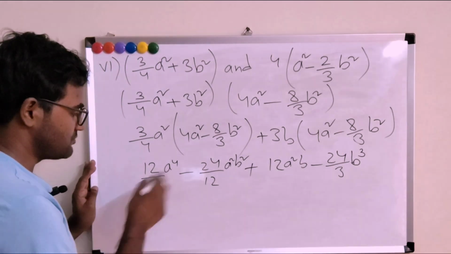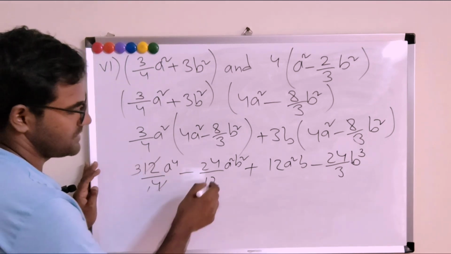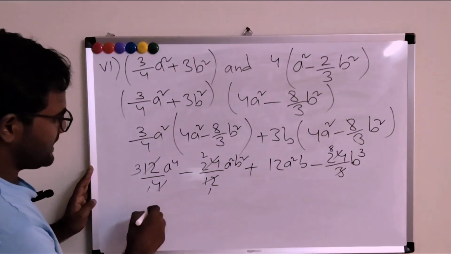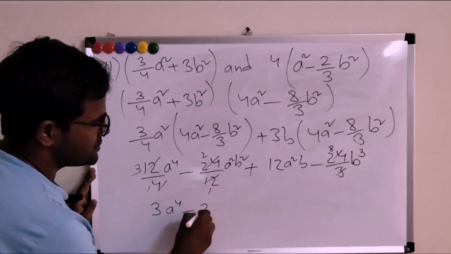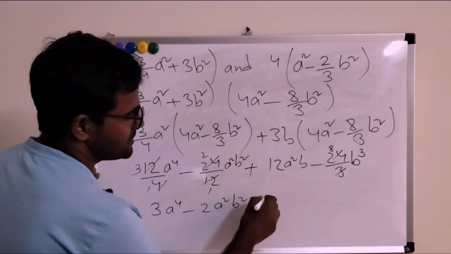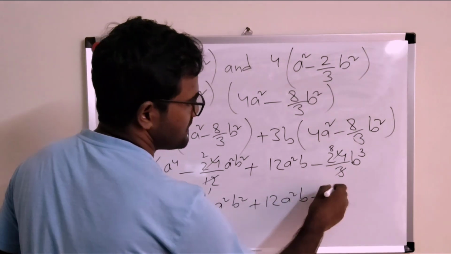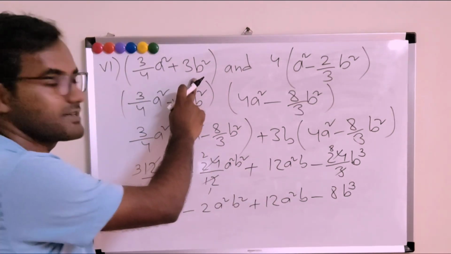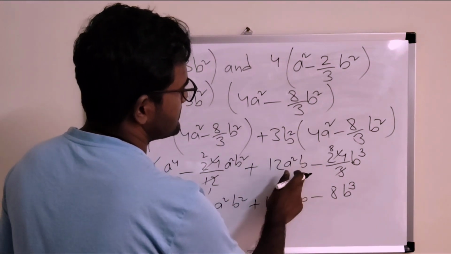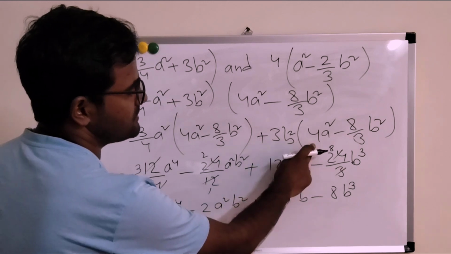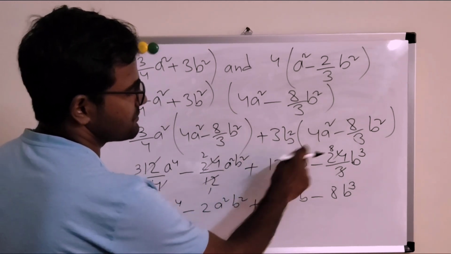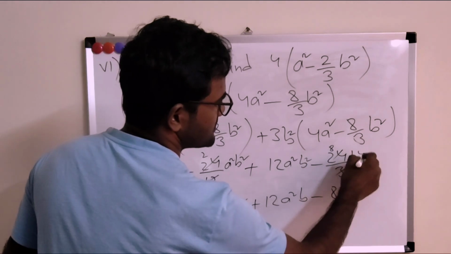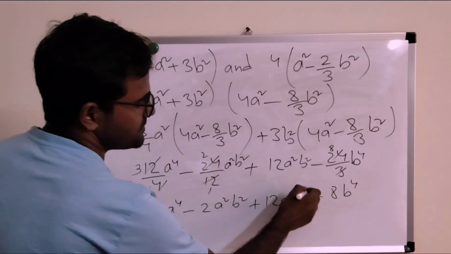Now we will cancel it, right? Numerator, denominator, 4 into 1, 4 into 3, 12 into 1, 12 into 2, then 3 into 1, 3 into 8, right? So what we have, 3a to the power 4 minus 2a square b square plus 12a square b minus 8b cube. Oh, here there is one little mistake, right? See, this is 3b square, right? So I forgot to write here b square. This is square, all right? Then this is 3b square, so it will be 12a square b square, all right? And here this will be b4, because 2b is here, 2b is there, right? b4, and here also b4, then here b square, right?